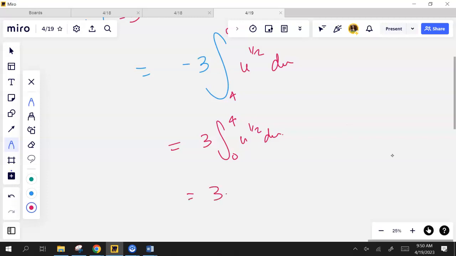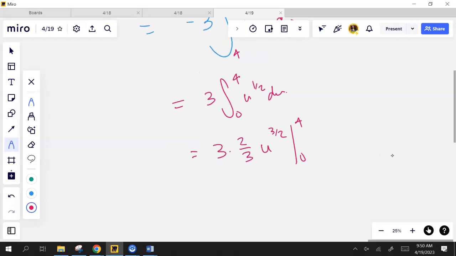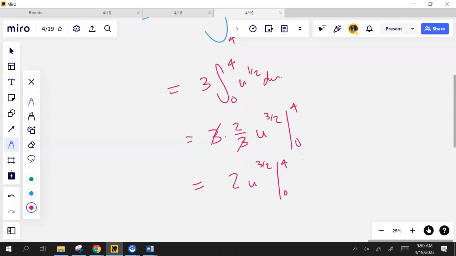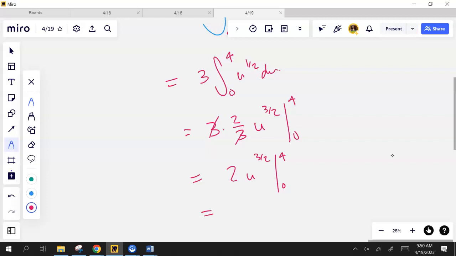I've got 3 times, this will be 3 over 2, so 2 over 3 u to the 3 over 2 from 0 to 4. 0 is just going to give me 0. I'm going to plug in the 4 here. The square root of 4 is 2, and 2 to the third is 8. Oops, minus, of course, the 0, which would give me 6.